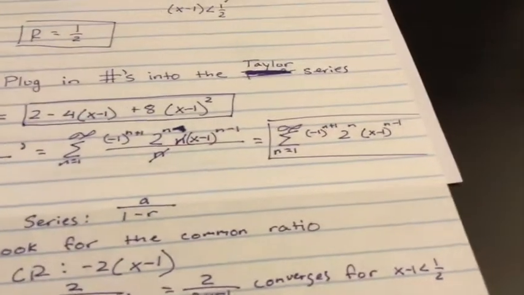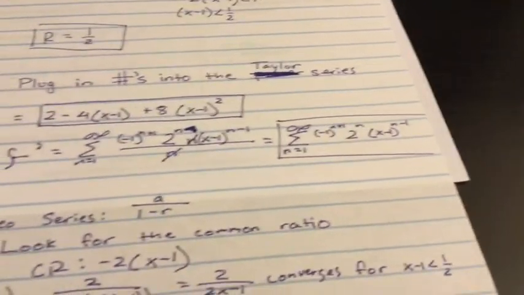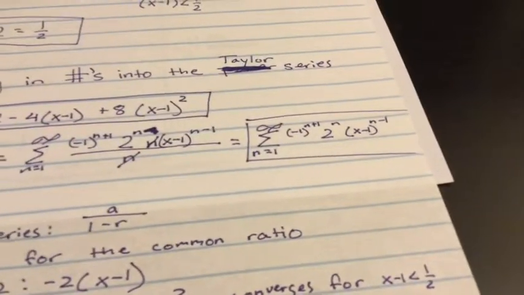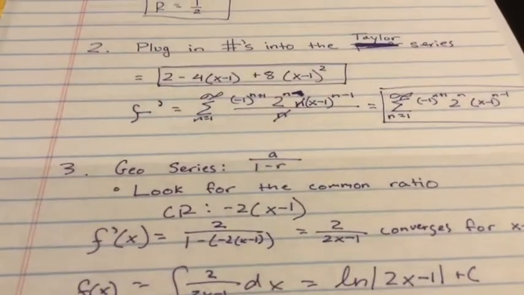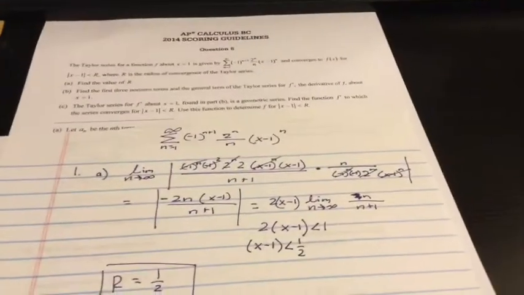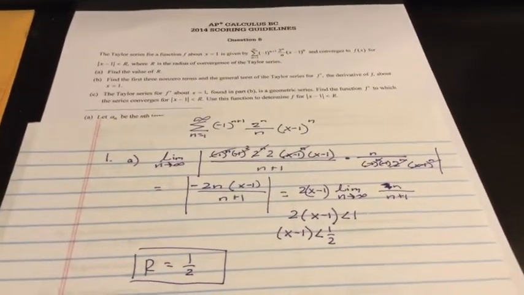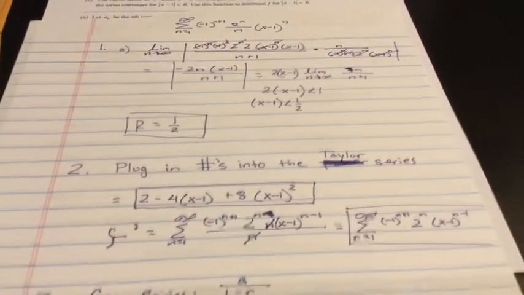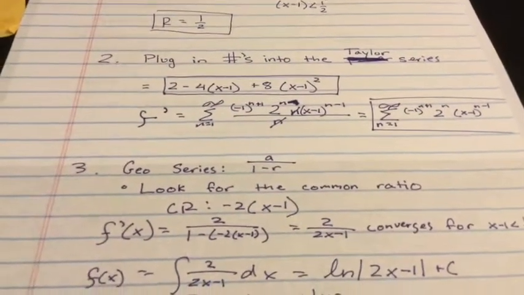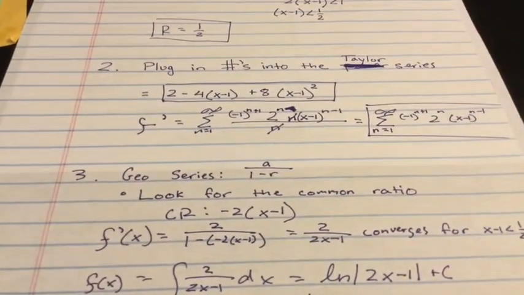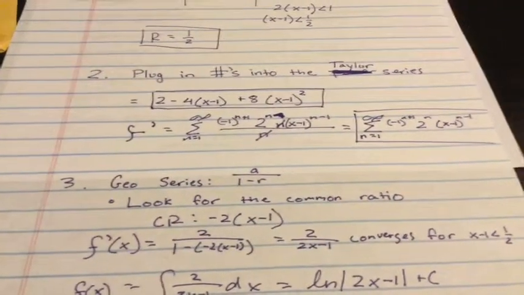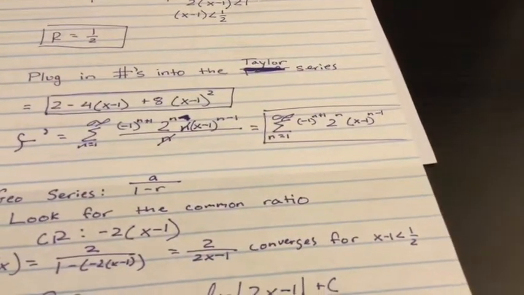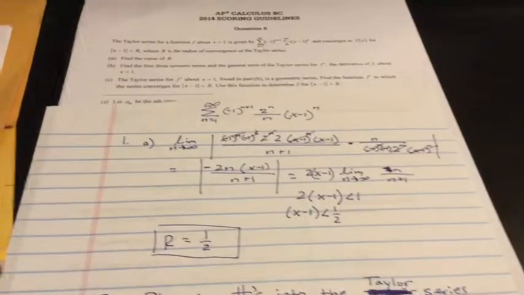And when we look back at our Taylor series, we can see that the common ratio is negative 2 times x minus 1. So that will be our common ratio. So first we need to find what it converges to for f prime. So we know that f prime of x would be 2 over 1 minus the quantity negative 2 times x minus 1, which simplifies to 2 over 2x minus 1, and that's what it converges to, just like that.